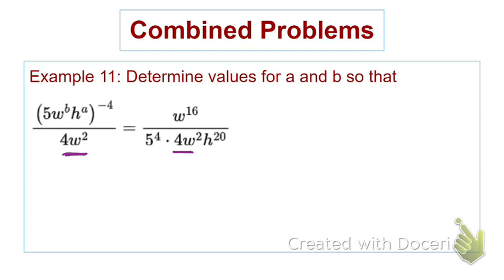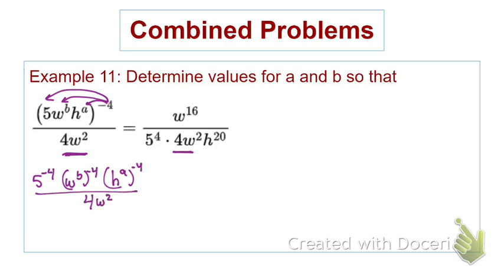So what I would be tempted to do next, on the left-hand side, I see that I have parentheses, but I don't have any on the right-hand side. So I'm going to want to do something to get rid of those parentheses. So what I'm going to do is try to use my power of a product rule to apply that negative 4 exponent to each of those factors and try to simplify that. I'm just working on the left-hand side for now.